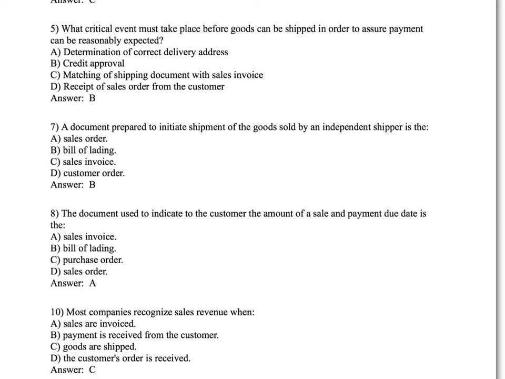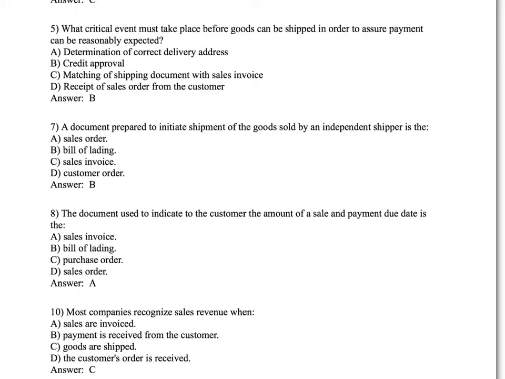And number 5, the critical event. What critical event must take place before goods can be shipped in order to assure payment can be reasonably assured? This is the credit approval. So companies have credit departments that look at the credit history, almost like you're buying a house or a car. They're going to do a credit check on you personally. When a business wants to interact with customers, they should be doing credit checks to make sure that these companies are financially stable to pay the bill.